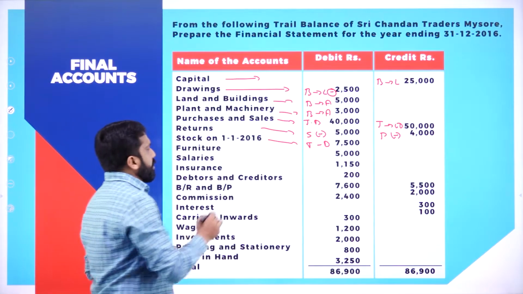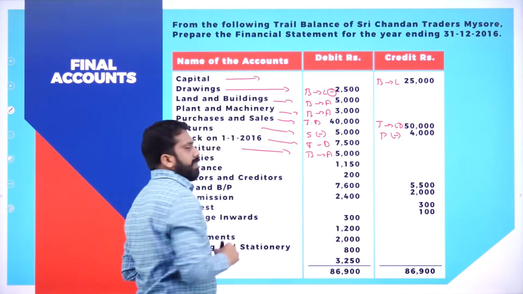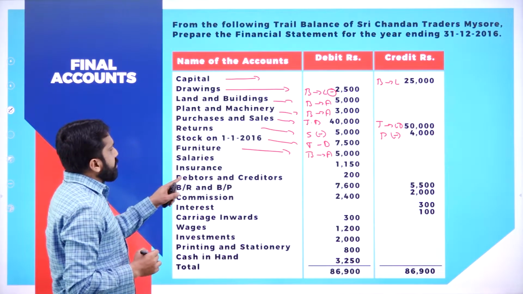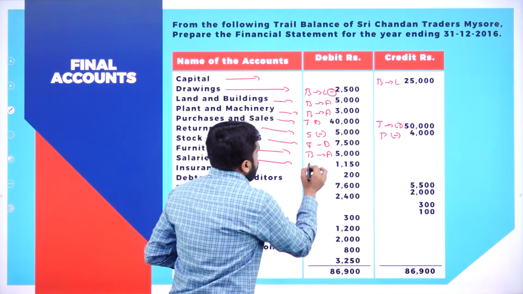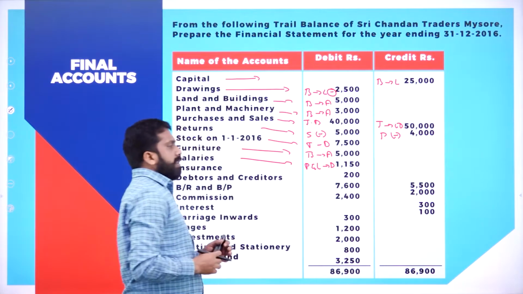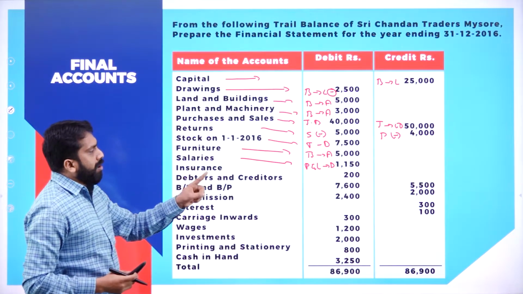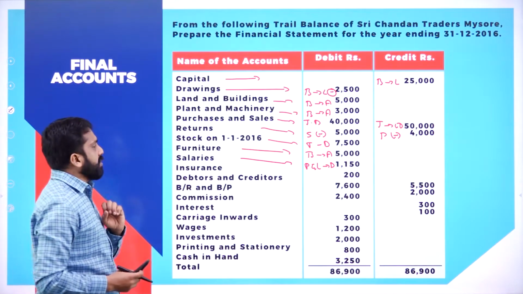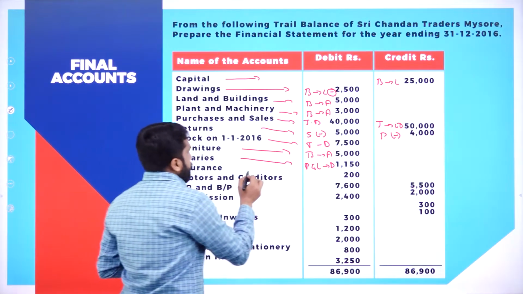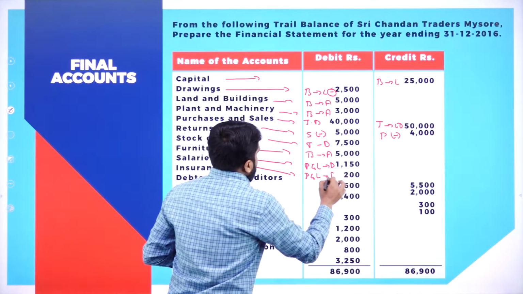Next, furniture, balance sheet asset. Next, salary, P&L debit side. If you do 3 or 4 problems, you will understand. So what comes under which one? Now, insurance, it is P&L debit.